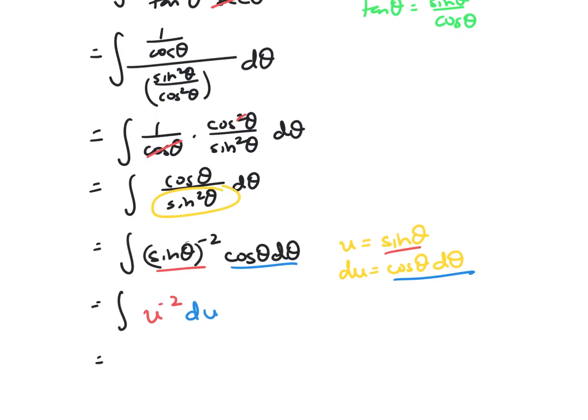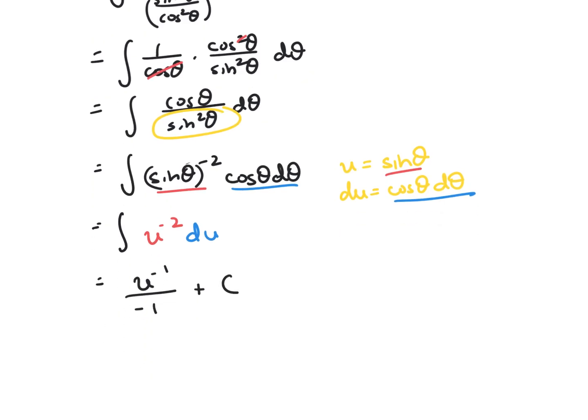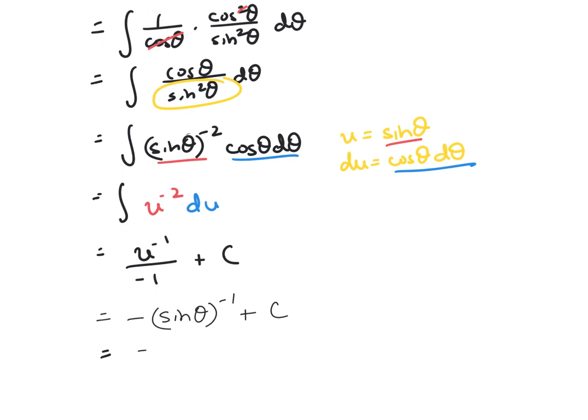And I can just use the reverse power rule. I raise my power by 1. That's going to be u to the minus 1. I divide by that power, negative 1, plus c. And so I get, substituting in for u, negative, because dividing by negative 1 just makes it negative, sine of theta to the minus 1 plus c, or alternatively just negative 1 over sine theta plus c.